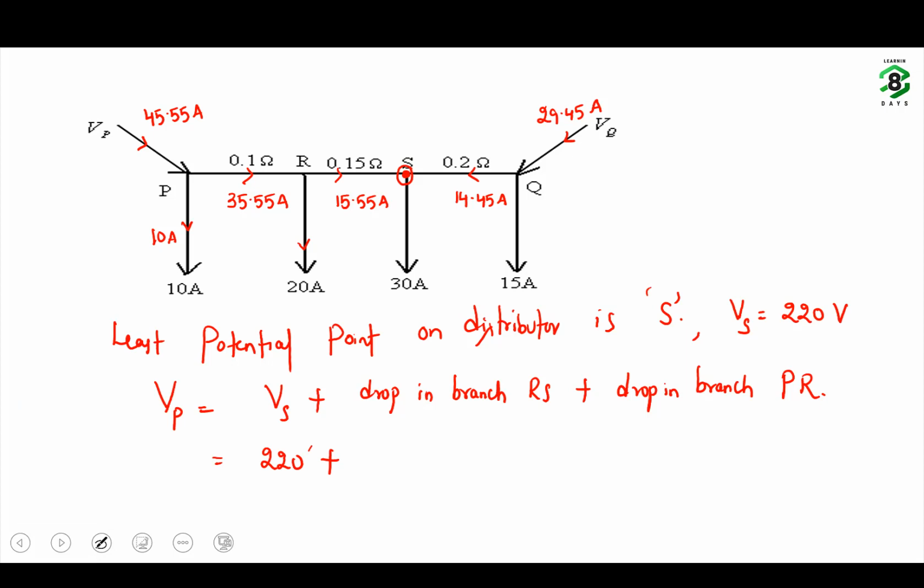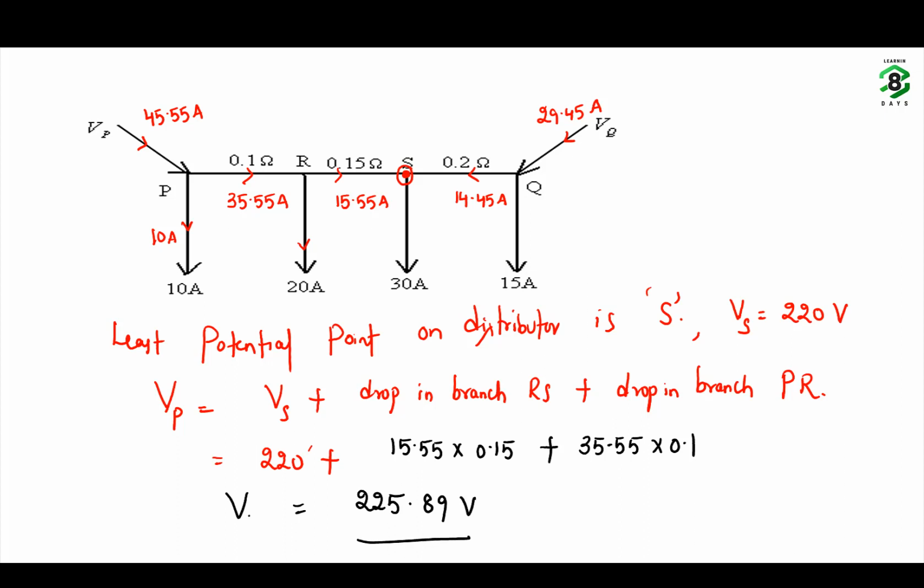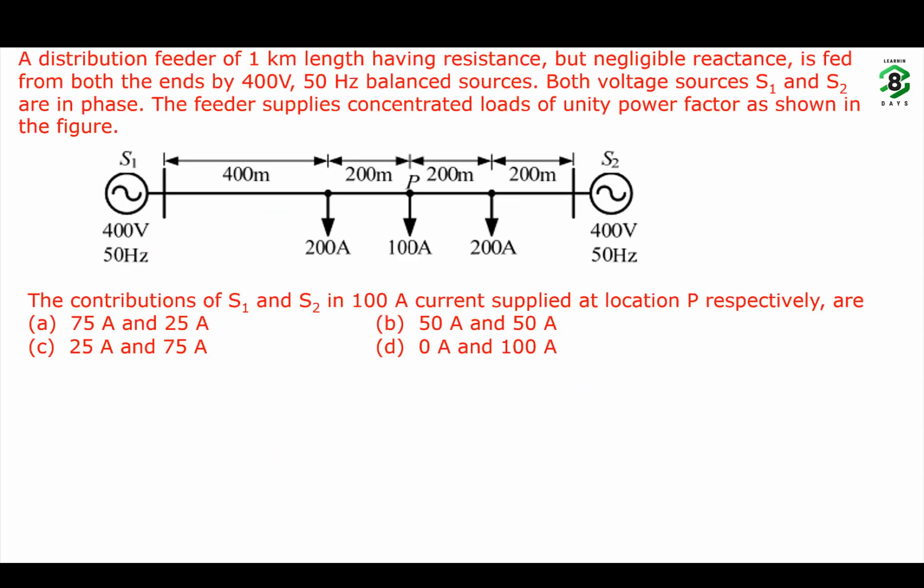How much current is flowing through this one? 15.55 into 0.15. What is the drop in PR? 35.55 into 0.1 ohm. So this total voltage will become how much? 225.89 volt. So P is at a potential of 225.89 volt. Now let us take the other question.